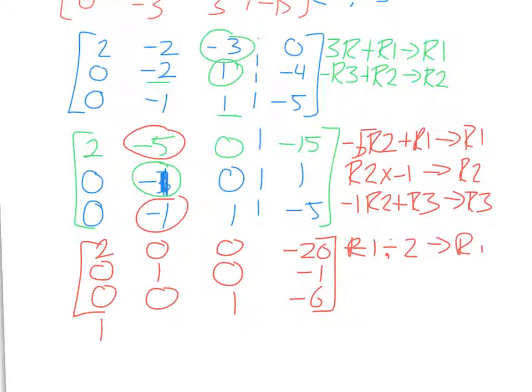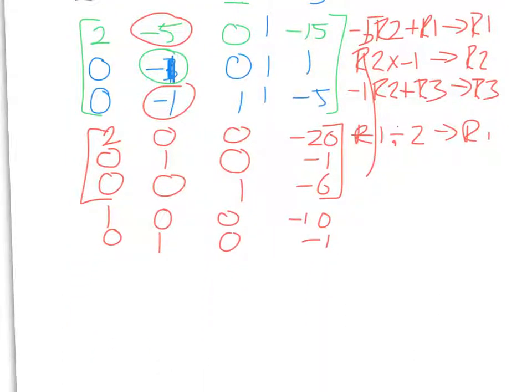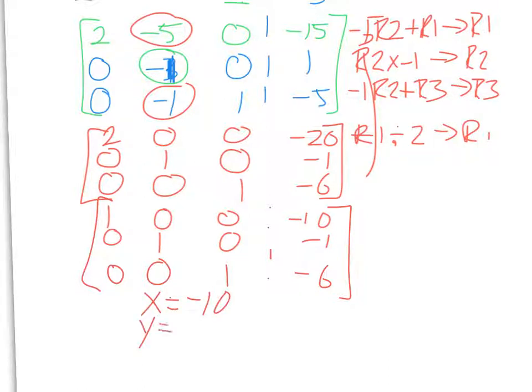That gives me 1, 0, 0, negative 10, 0, 1, 0, negative 1, 0, 0, 1, negative 6, which means that x equals negative 10, y equals negative 1, and z equals negative 6.